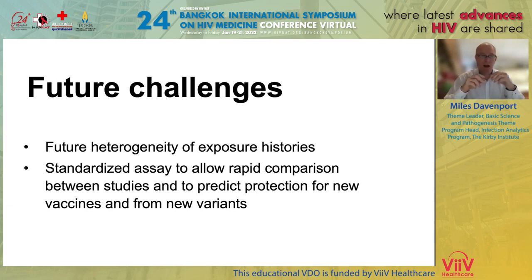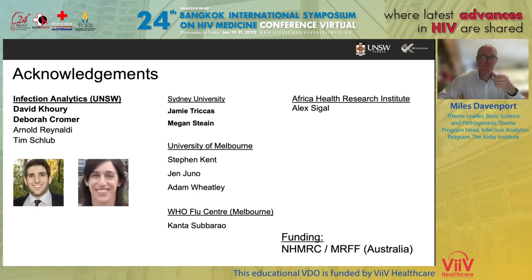So we can't just rely on the drop in titer from the ancestral. We actually need to be able to measure the absolute titer to a given variant. And to do that, what we need is a standardized assay so we can compare between studies and also predict protection from new vaccines and new variants. We don't really seem to have much of a movement towards standardization of assays, but I think it's going to become essential in the next 12 months as we have this heterogeneity of exposure histories.